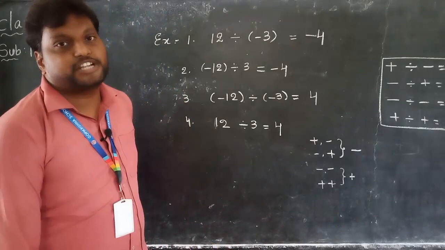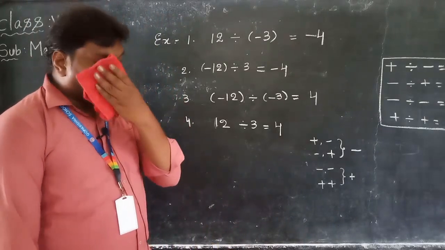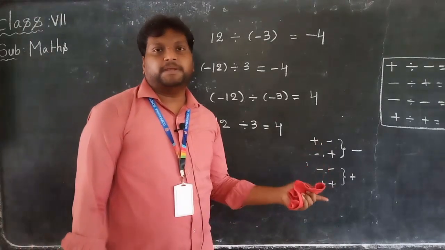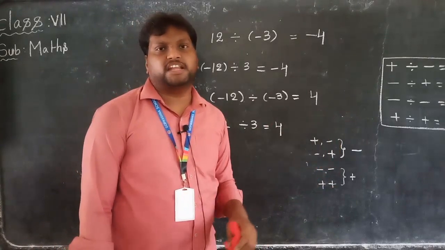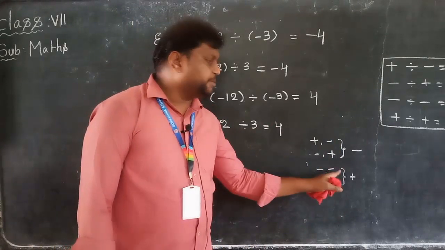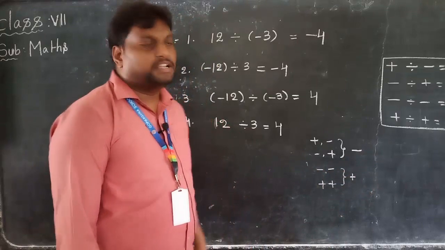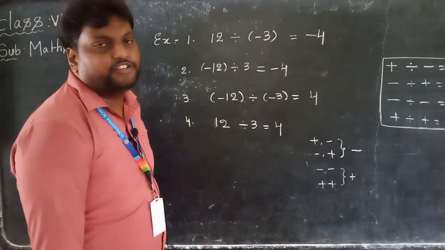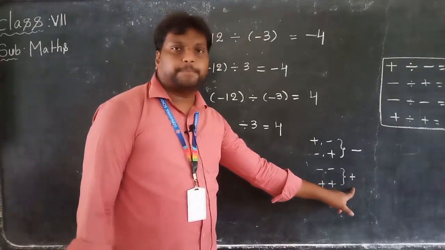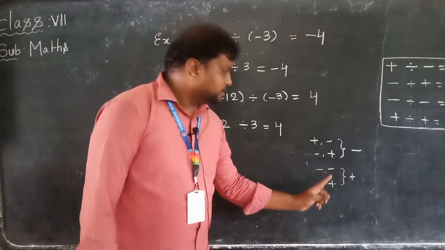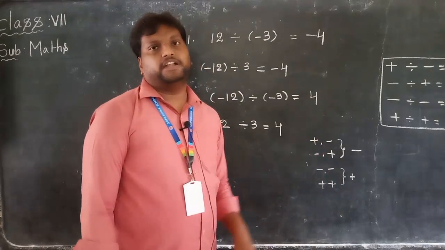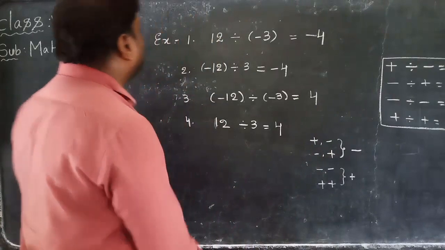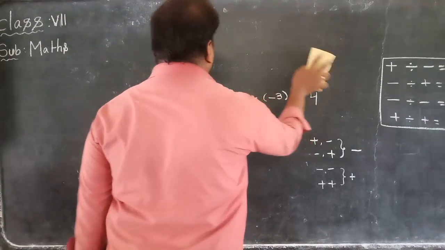In addition and subtraction also I said: different symbols means we use the subtraction operation. Keep in mind that same symbols means we have to use the addition operation. Like that, in multiplication and division also, same symbols means we will get a positive number. Different symbols means a negative number. This is the division of integers.